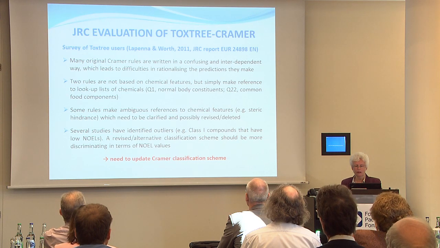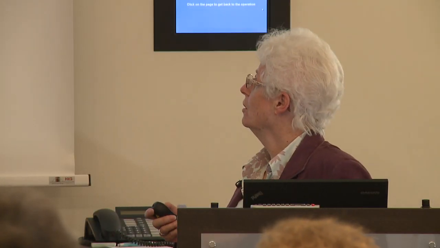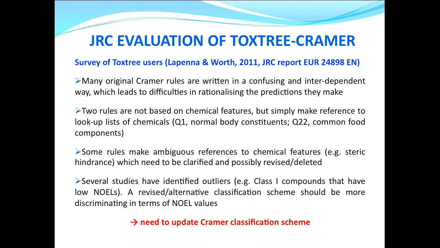Another evaluation of the ToxTree Cramer decision tree has been done by the JRC, and they wrote round to a lot of users of ToxTree and asked what problems there were with using it for Cramer classification. They got back the information that a lot of the rules are not very clear, and it's difficult to rationalise in every case the predictions made by ToxTree. They also highlighted that two of the rules are not based on chemical features. That is, is it a normal constituent of the body? Is it a normal constituent of food?